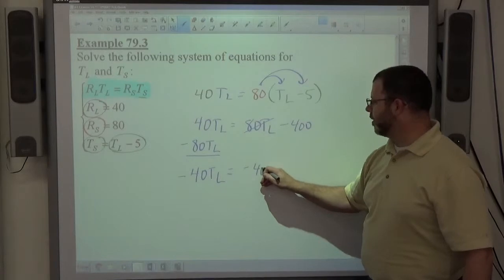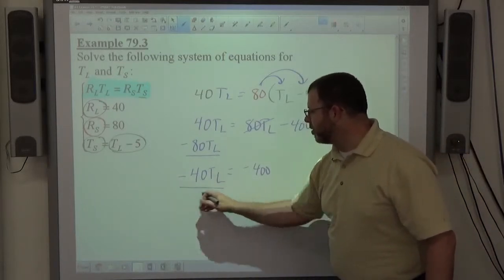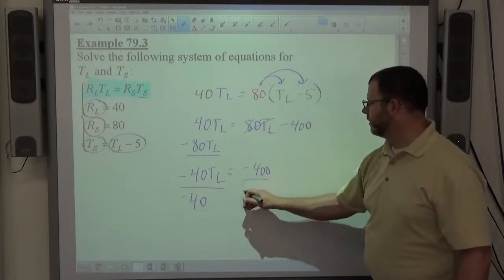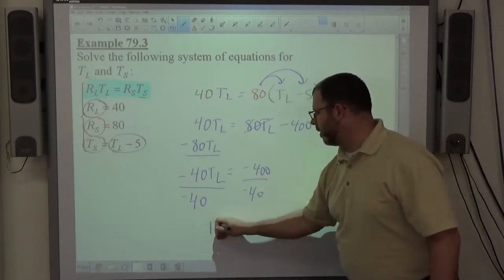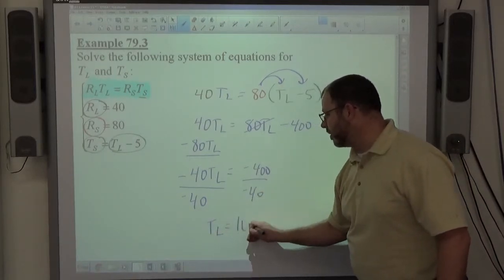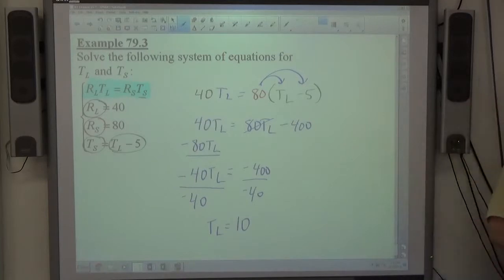Equals negative 400. Divide both sides by negative 40. That gets me t sub L happens to equal positive 10. Divide two negatives, make a positive. 400 divided by 40 equals 10.